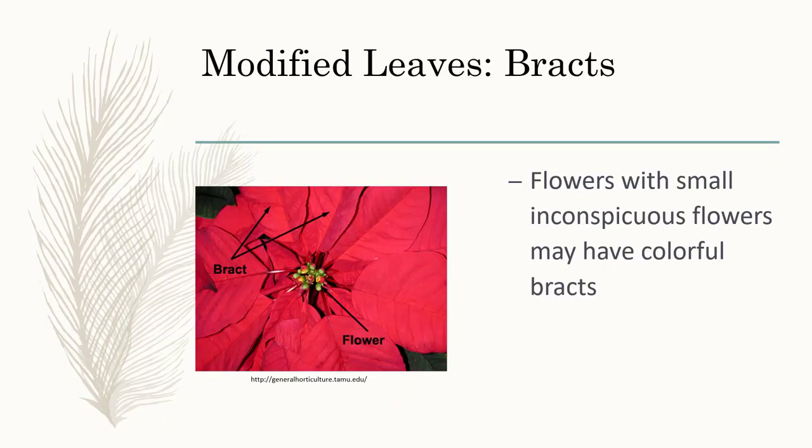Modified leaves include bracts. These are leaves found with inconspicuous flowers. You can see at the base here, and if you've taken any classes from me, or you will, you'll understand that poinsettias are my least favorite plant on the face of the earth. But anyway, they're a great example of bracts. So these are just leaves. They're just colored leaves. So the flowers are in the center. And if you're going to buy a poinsettia at Christmas time, you want to make sure that these flowers are tight in the middle. If they're wide open, chances are it's not going to last very long.